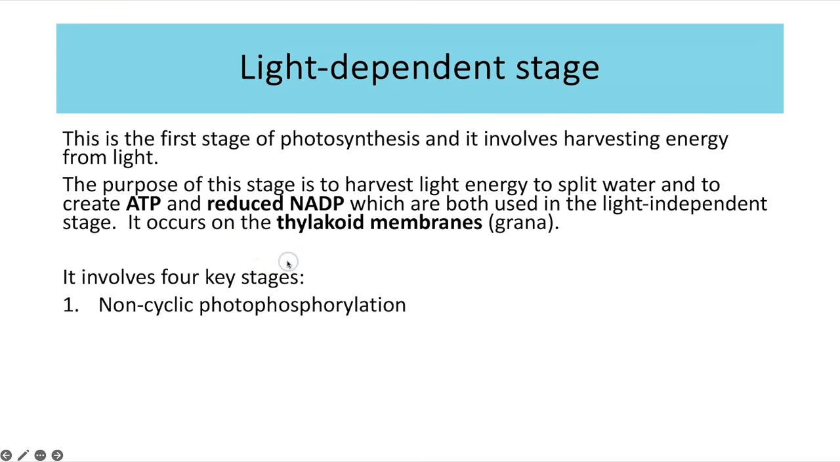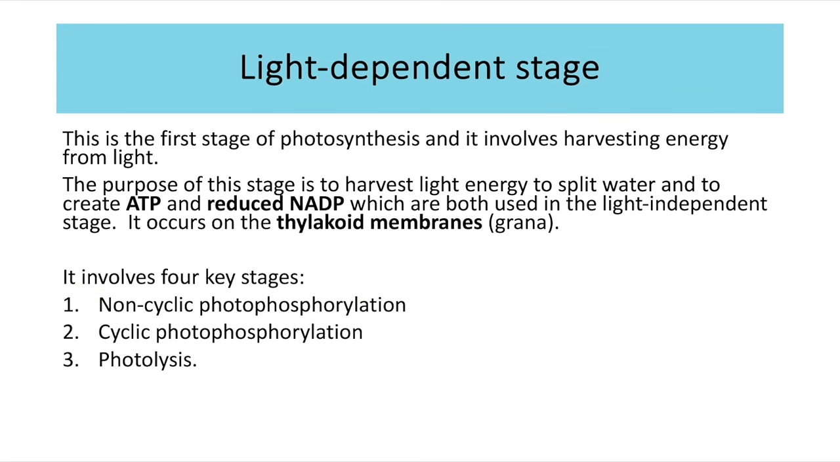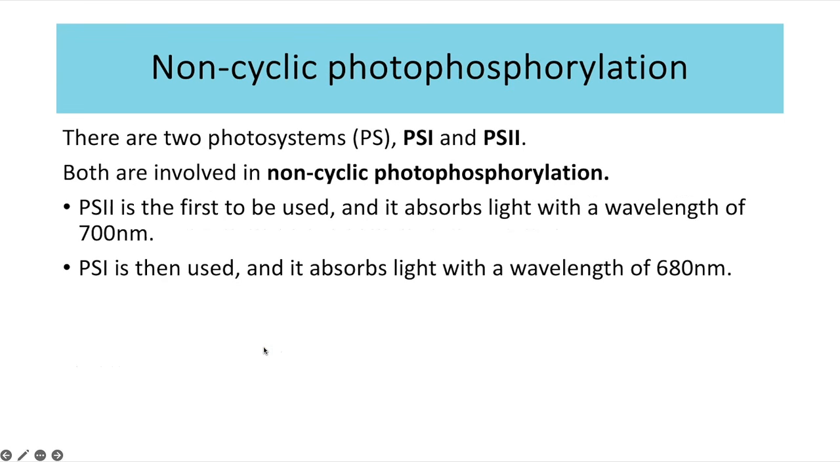It involves 4 key steps, which we're going to go through. Non-cyclic photophosphorylation, cyclic photophosphorylation, photolysis, and chemiosmosis. So we're going to start with the non-cyclic photophosphorylation.